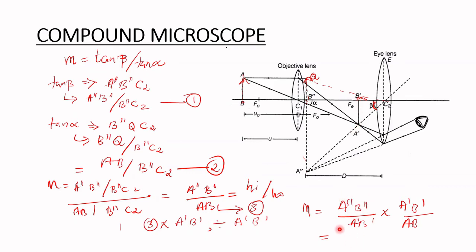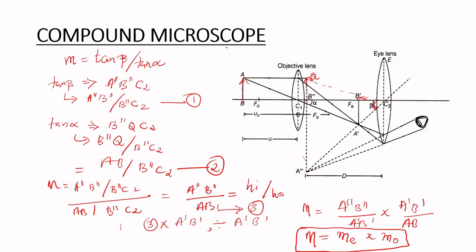So this first term is actually the magnification produced by the eye lens. So we can say it is ME into A dash B dash. A dash B dash is the first image formed by the objective lens and AB is its real object. So this is nothing but MO. So the total magnification we got is MO into ME.